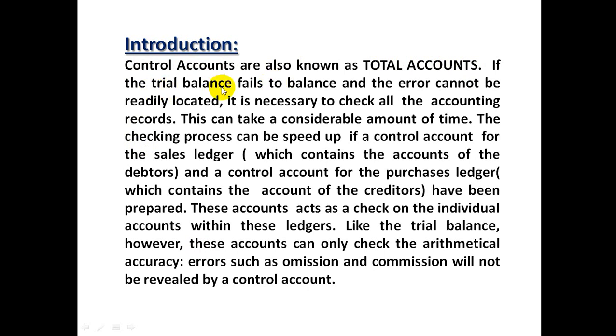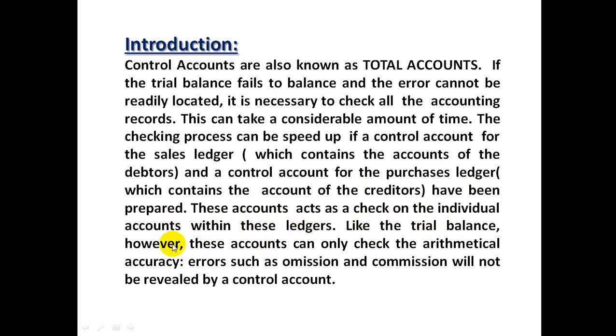If the trial balance fails to balance and the error cannot be readily located, it is necessary to check all the accounting records. This can take a considerable amount of time. The checking process can be sped up if a control account for the sales ledger, which contains the accounts of debtors, and a control account for the purchases ledger, which contains the accounts of the creditors, have been prepared. These accounts act as a check on the individual accounts within these ledgers.